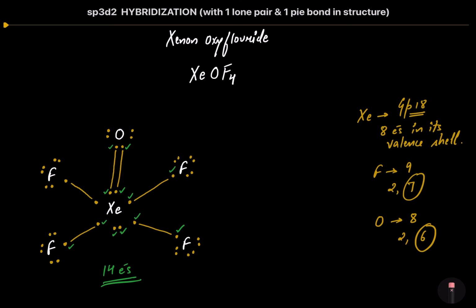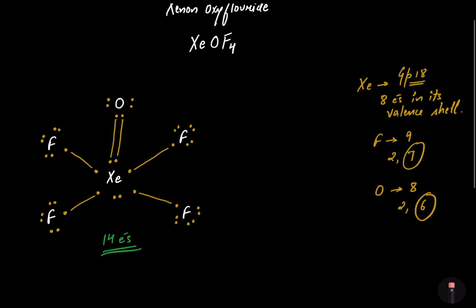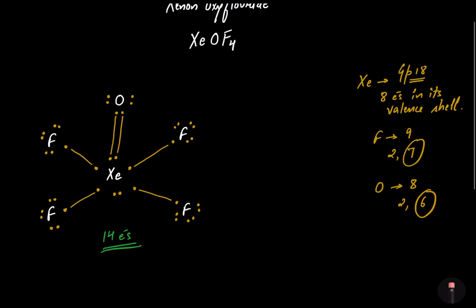Now, why so? Why is xenon achieving 14 electrons, that is more than 8? That is expansion of octet. Why is there the expansion of octet? Why is xenon achieving more than 8 electrons in its valence shell? Because xenon has a vacant d orbital in its valence shell. Now, let's talk about the hybridization. You are going to have this answer in the hybridization process.